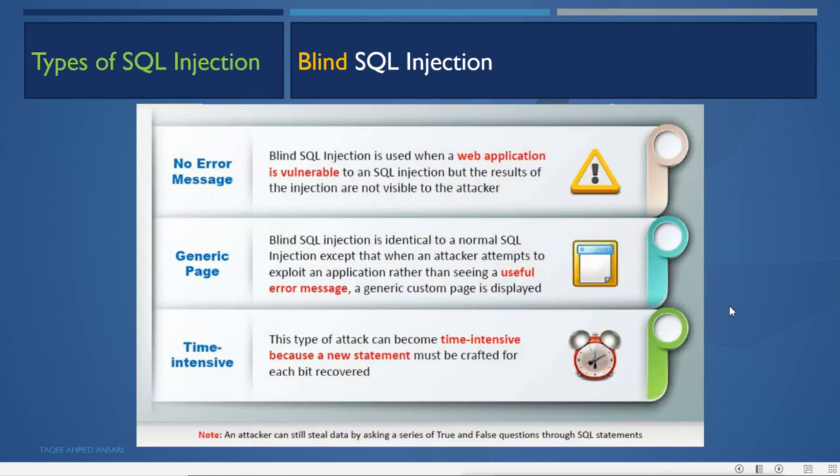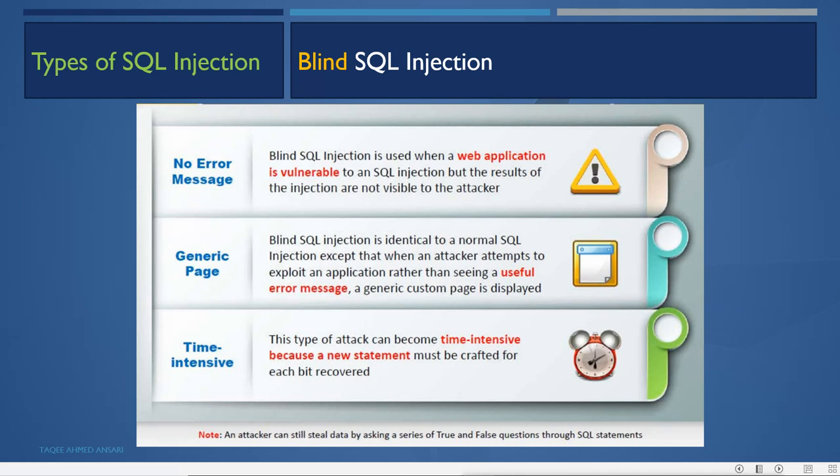Then blind SQL injection. Blind SQL injection, like the name suggests, is blind. There is no error message. Blind SQL injection is used when a web application is vulnerable to an SQL injection, but the results of the injection are not visible to the attacker. So it is not visible. The attacker is trying to inject the queries, but the results are not showing here.